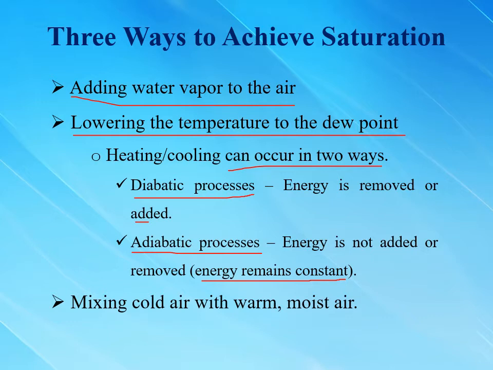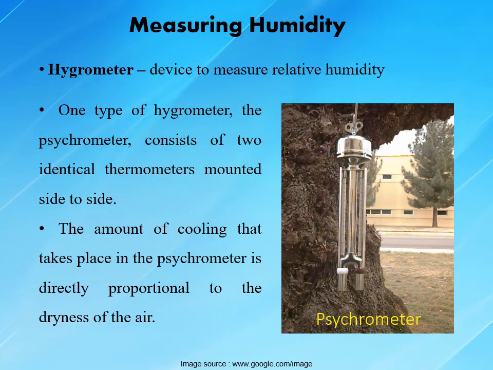Now, how do we measure the amount of water vapor within a given atmosphere? The device by which it is done is known as a hygrometer. It's basically a funnel shaped instrument which consists of two identical thermometers mounted side by side. You can see this one is one thermometer and this one is another thermometer. Now the amount of cooling that takes place in the hygrometer is directly proportional to the dryness of the air.